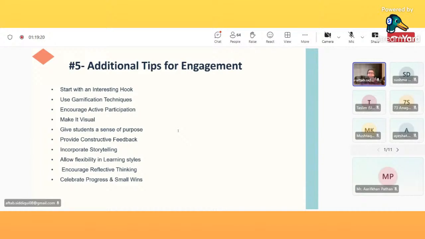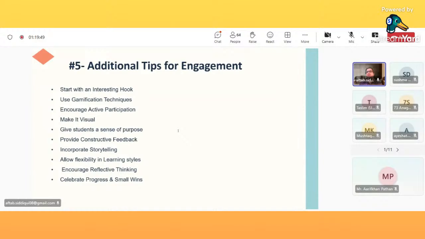Then allow flexibility in learning style. As I said earlier, not all are visual learners, not all are auditory learners. So don't get frustrated if some student is not learning. Maybe their learning style is not visual. Maybe they learn well by reading and writing. So always you need to allow flexibility in the learning styles.